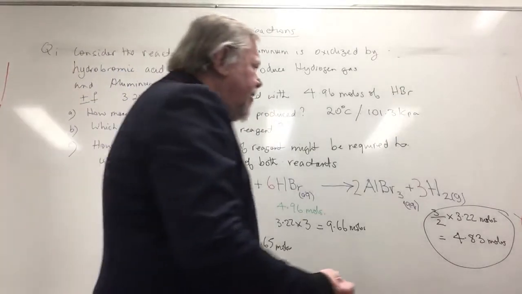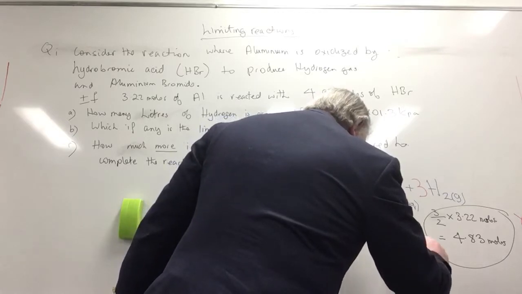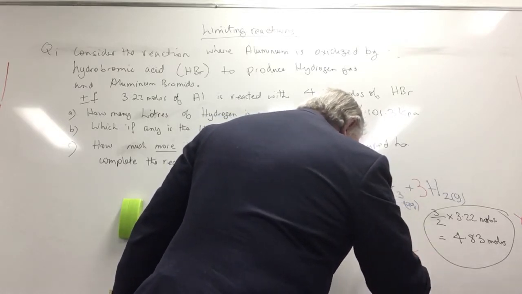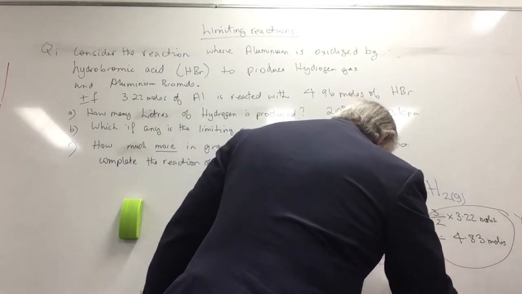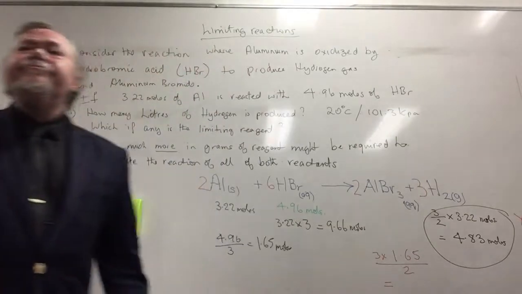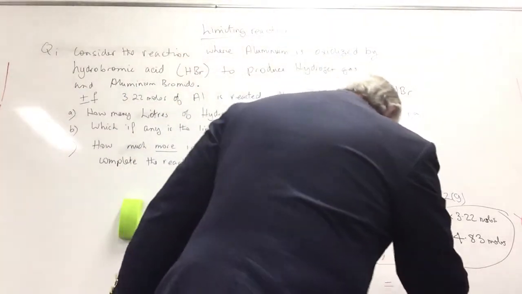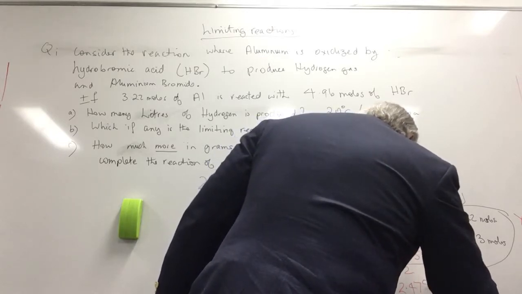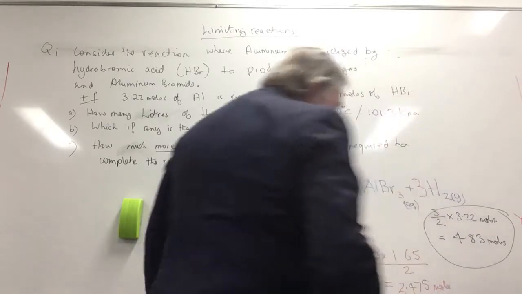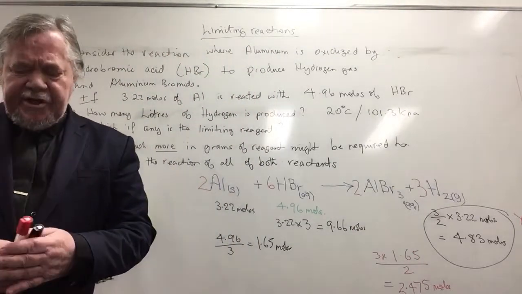What we actually need is 1.65, so 3 times 1.65 divided by 2 is equal to how many moles? 2.475. Good. So that tells us how many moles. Now tell us how many liters is that?